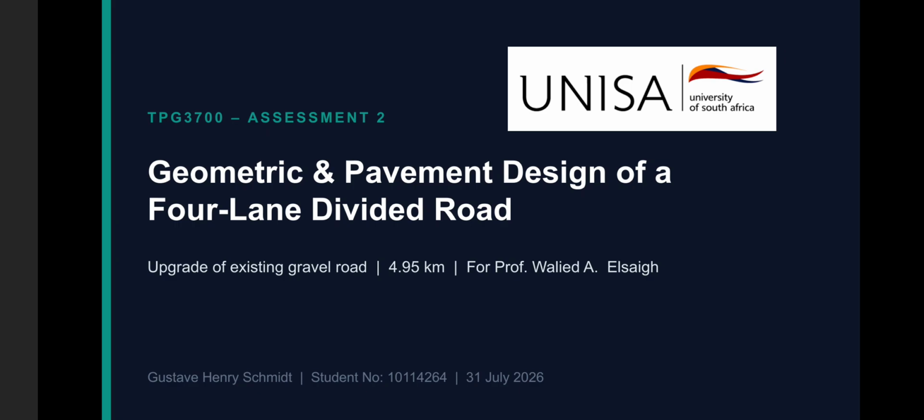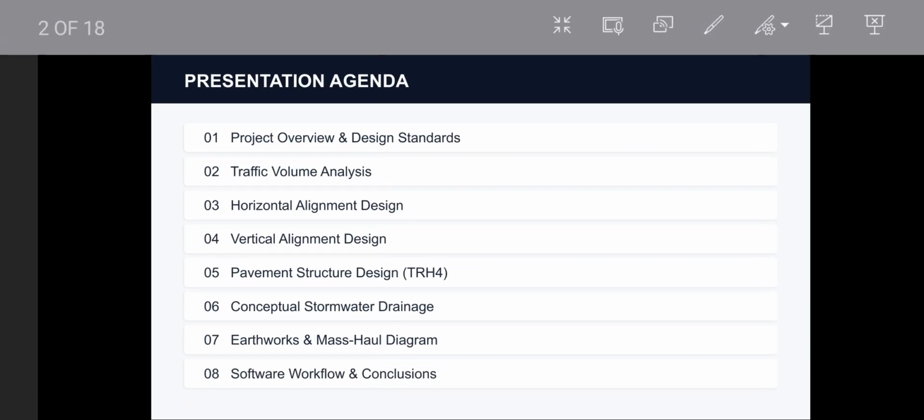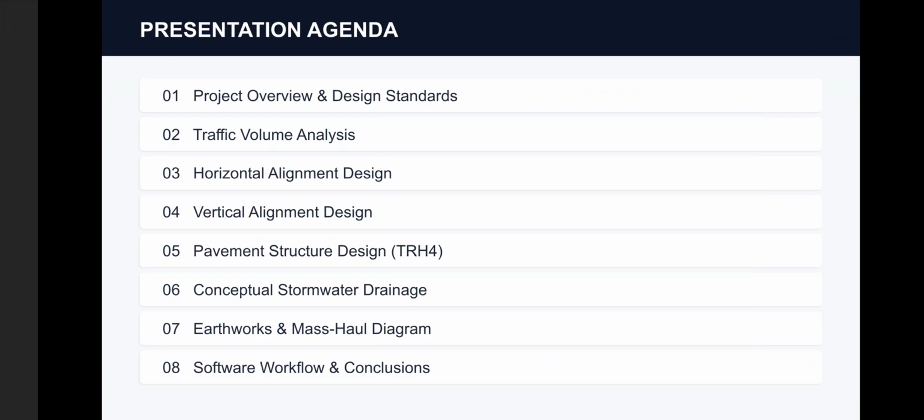In this design, sir, I upgraded an existing gravel road to a 4-lane divided surface road with a total length of 4.95 kilometers. The agenda for this report is the project overview and design standards, traffic volume analysis, horizontal and vertical alignment designs, pavement structure design, conceptual stormwater drainage design, earthworks and mass haul diagram, and lastly, my software workflow and conclusions.